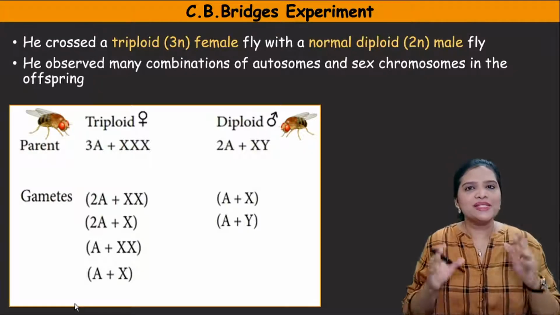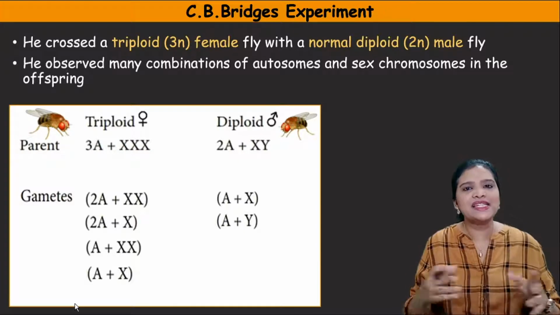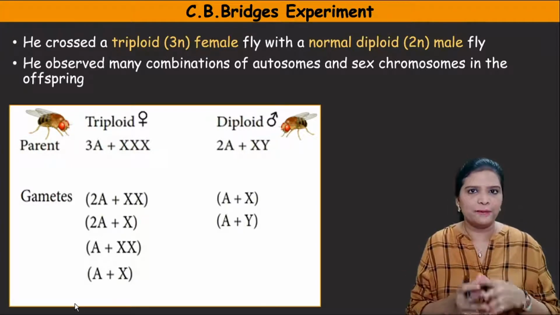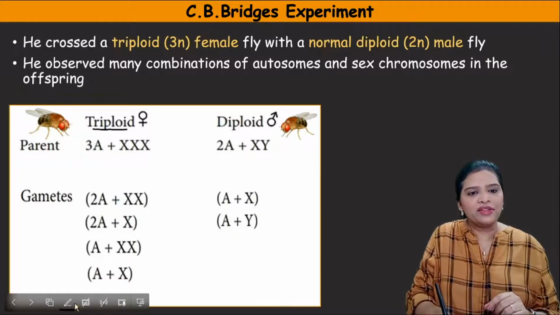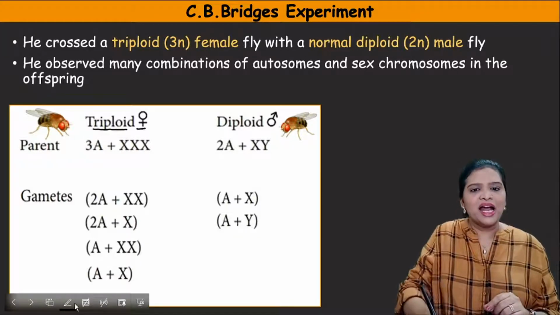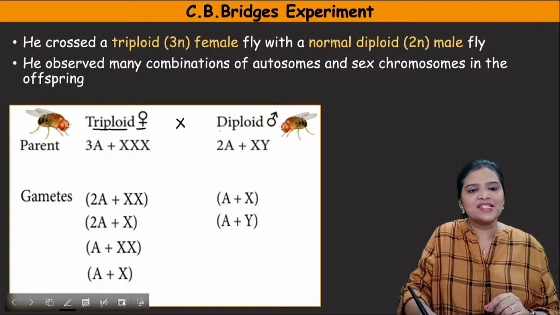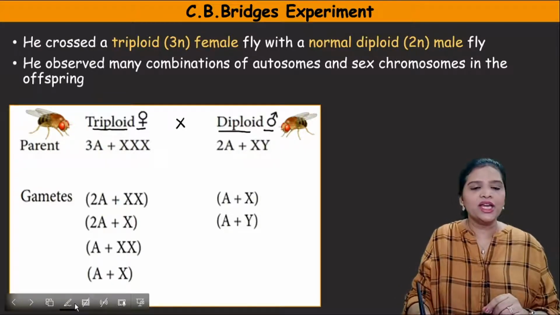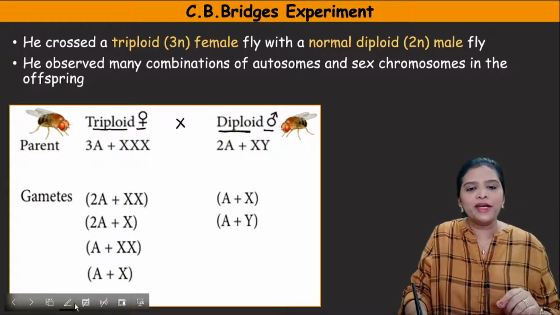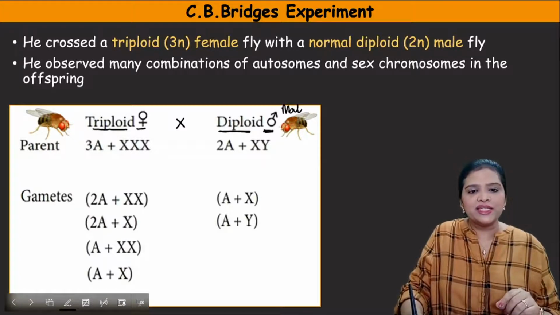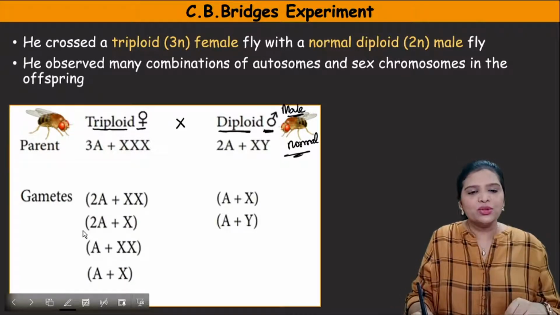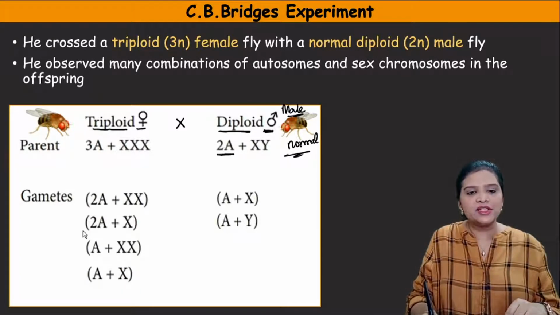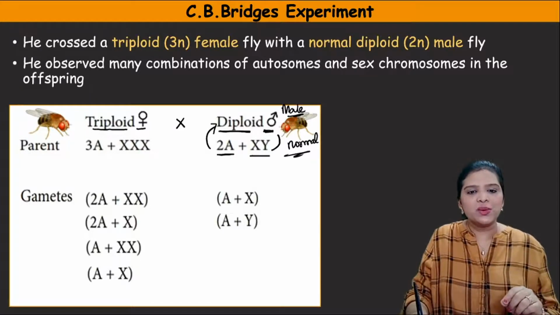Now let us move on to C.B. Bridges' experiment. Bridges made several different combinations of Drosophila. One of his combinations was that he took a triploid female Drosophila fly and crossed it with a diploid male fly. Here you must understand the diploid male, this symbol is male, right? A diploid male is a normal condition. This is a normal fly. Why? Look here, it has 2 sets of autosomes, that's why we call this diploid, and the sex chromosome is the XY combination, so that's why this is a male.